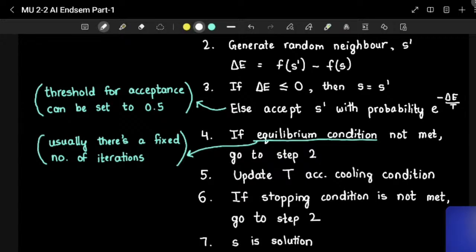And after you've updated your temperature, you check if your stopping condition is met or not. So stopping condition is if your new temperature is less than minimum temperature. Minimum temperature is already given. If that is not the case, then you repeat the entire process. You go back. You keep doing this until temperature goes below T min. Finally, whatever is S is the solution. This is simulated annealing.